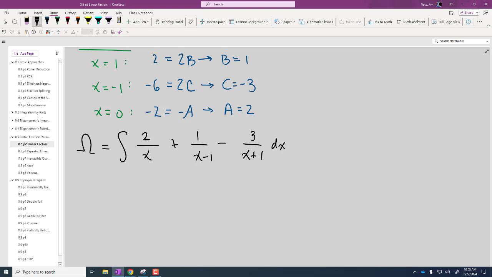And we did that because now we can integrate easily. These are all logs. So the first one, 2 multiplied by natural log absolute x. The second one is just natural log of x minus 1. The third one, minus 3 times natural log absolute x plus 1, plus c.